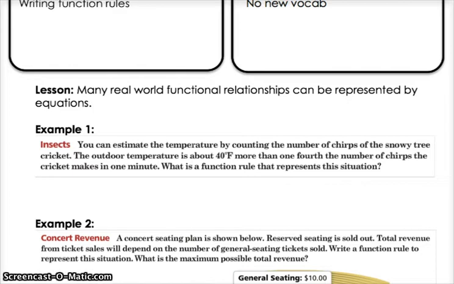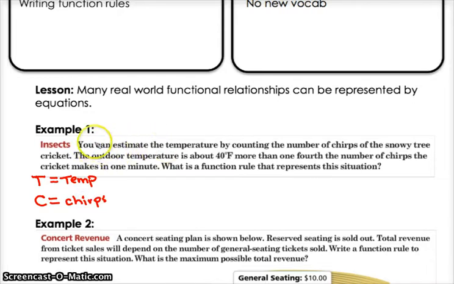All right, to attack this problem, the first thing we need to do is decide what our variables are. It looks like the first variable is the outdoor temperature, and the second variable is the chirps of the cricket. So we'll say our variables are T and C. T is for the temp, and C is for the chirps.